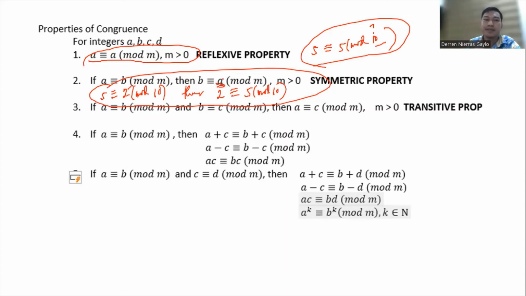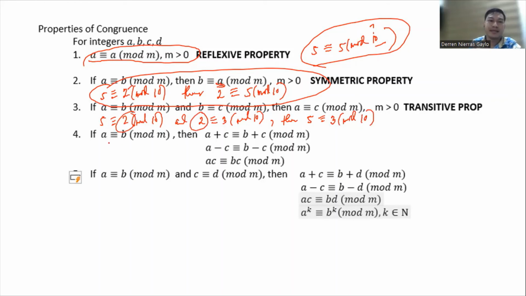Number 3, if A is congruent to B modulo M and B is congruent to C modulo M, then A is congruent to C modulo M. So that's the transitive property. For example, if you have 5 is congruent to 2 modulo 10 and 2 is congruent to 3 modulo 10, just an example, then you will have 5 is congruent to 3 modulo 10.